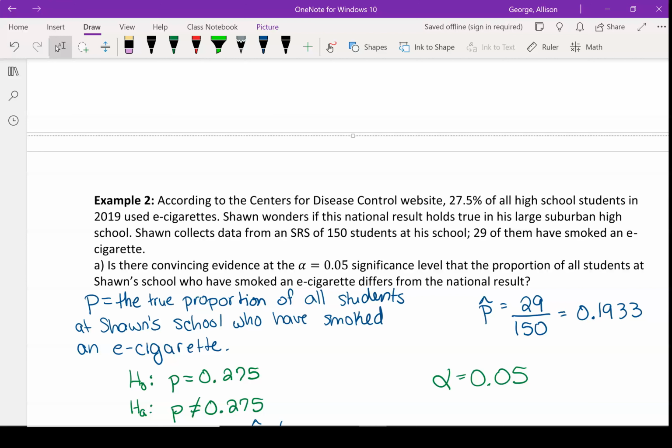Basically, what it means is we are checking the probability that it's below and the probability that it's above. We're taking both. So our null hypothesis is what the CDC's website said, 27.5% or 0.275. Then our alternate hypothesis is just saying, okay, it just can't equal 0.275. So that's why it's not equal to. They do give us a significance level, so we can go ahead and say alpha equals 0.05.